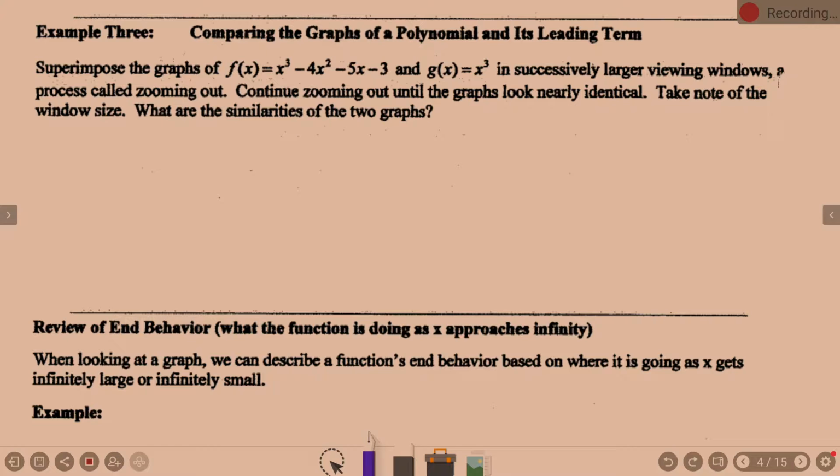So, if you will, graph these on your calculator. X to the third minus 4x squared minus 5x minus 3. And then in y2, I'm just going to do x to the third. I would start us with a zoom 6.